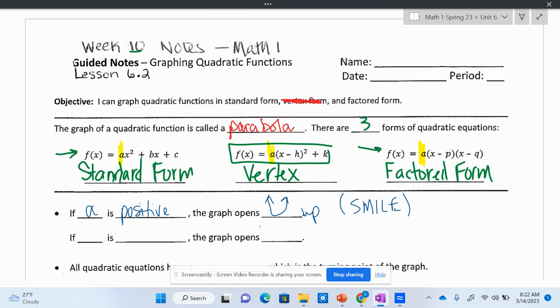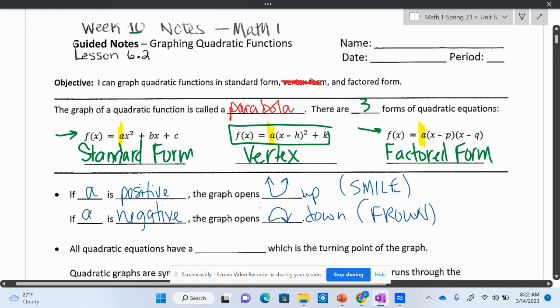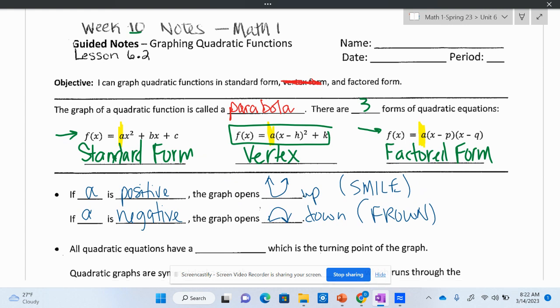Okay. So the next thing I want you to know is that if A is negative, what do you think is going to happen to your graph? Yeah, it's going to open down. It's going to go like this, open down, and it's going to make a frown. That's how I remember those. So it opens down, it makes a frown.